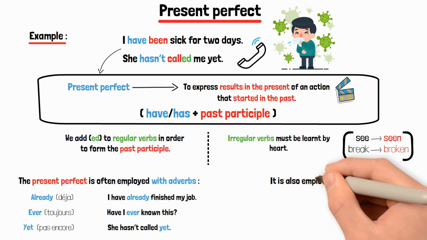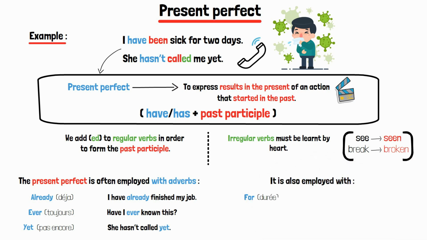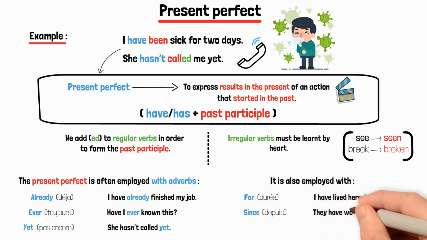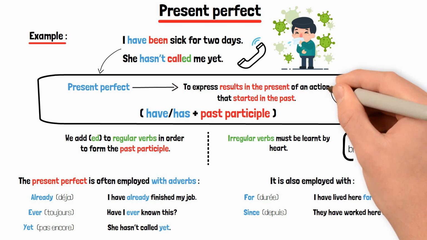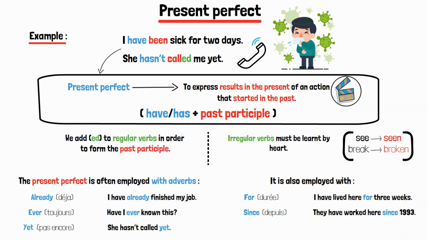It is also employed with for. I have lived here for 3 weeks. And since. They have worked here since 1993. The present perfect is used to talk about an action that started in the past and continues in the present.